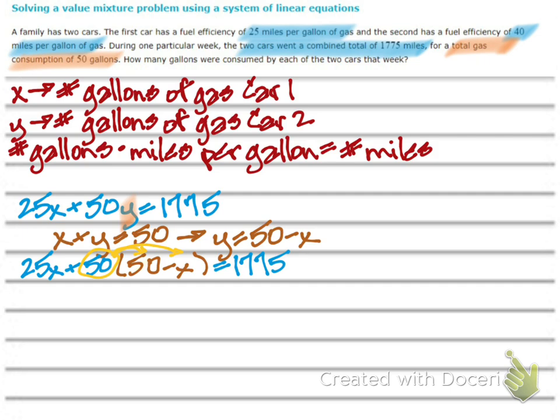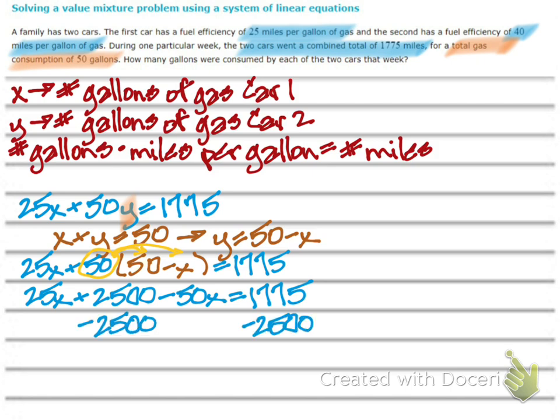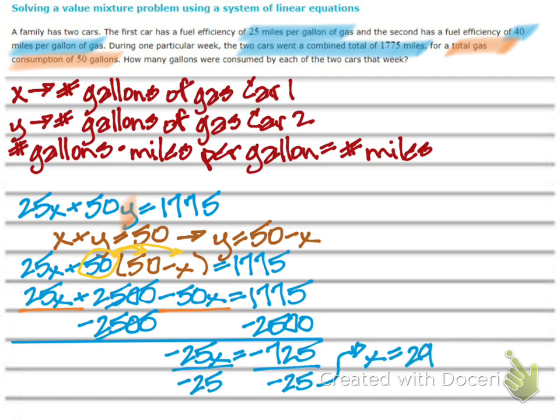I've got to distribute this 50, right? So there's the result of the distribution. Now I need to subtract 2,500 from both sides. And also notice that I have some like terms there that I combine. So when I do that, my result is negative 25x is negative 725. Dividing both sides by negative 25 tells me that x is 29.